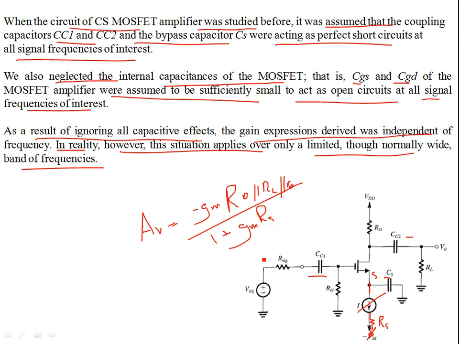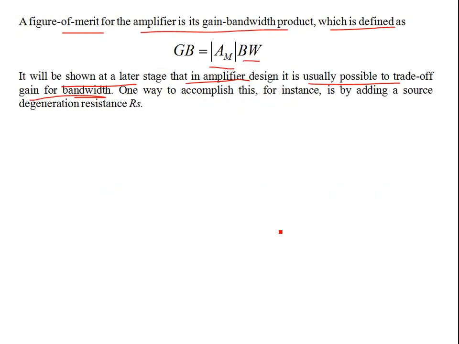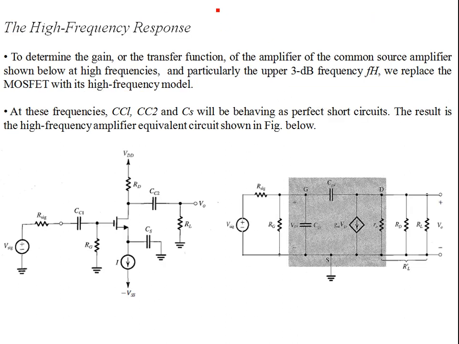This has the advantage of stabilizing the Q point of the circuit, but it tends to reduce the gain with RS. On the other hand, it can improve the bandwidth. So you can always trade off the gain for the bandwidth. One way to accomplish this, for instance, is by adding the source degeneration resistance RS.